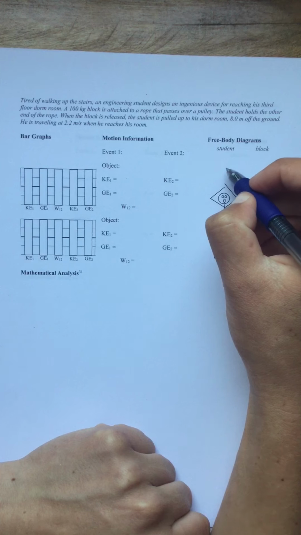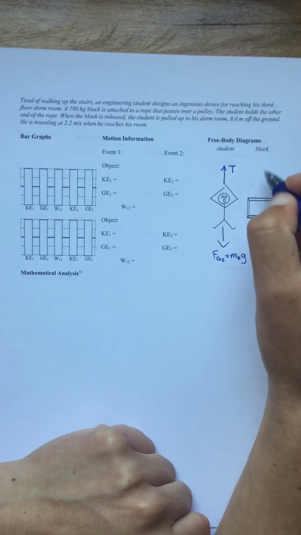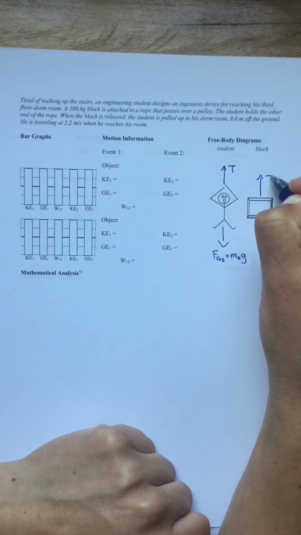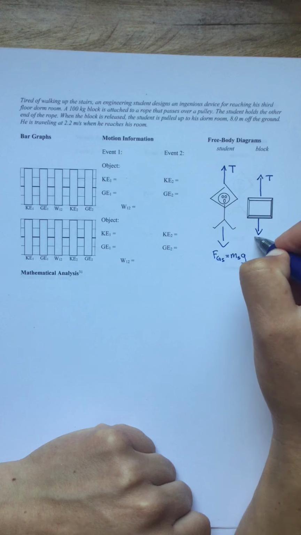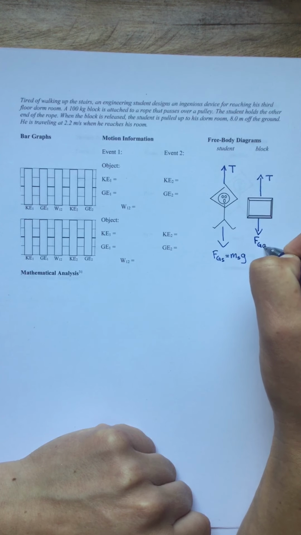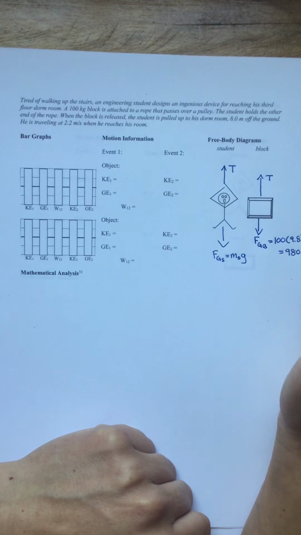Then I have the tension in the rope, which is going upwards. So that's T. For the block, I have tension going upwards, and I have the force of gravity going downwards. Force of gravity for the block is equal to the mass of the block, which is 100 times 9.8, so that's 980 newtons.